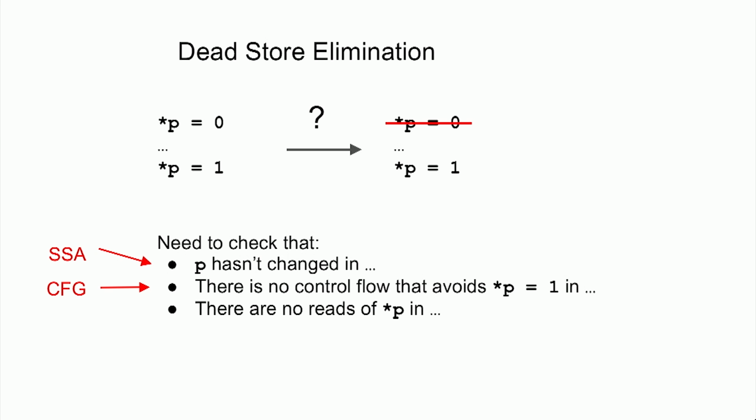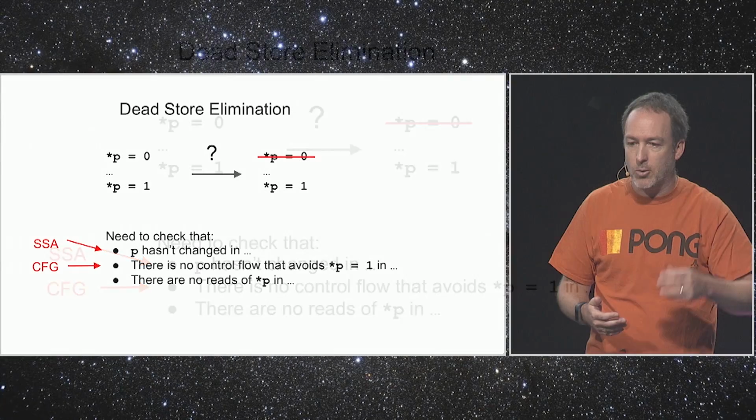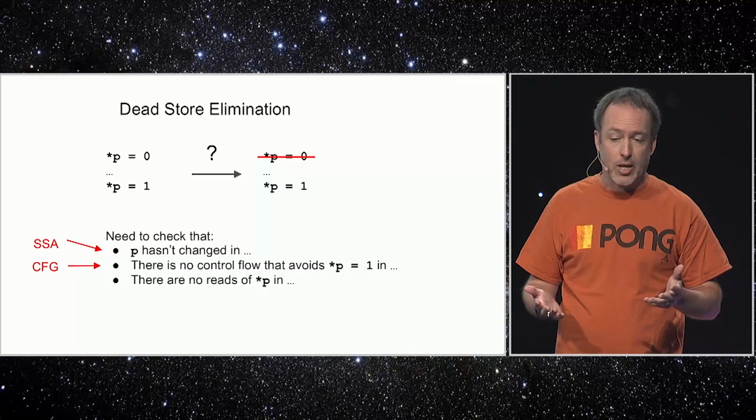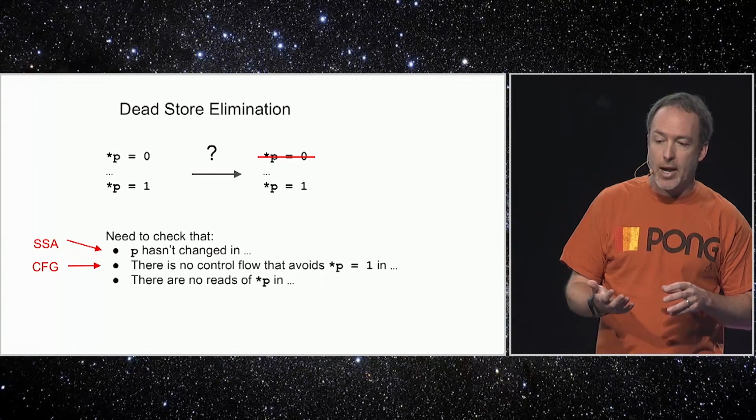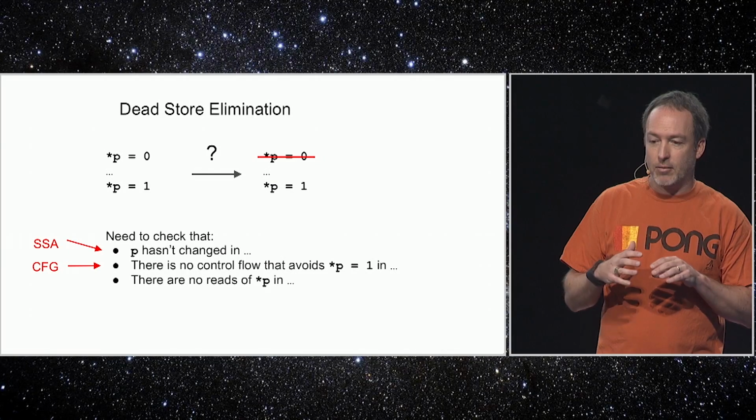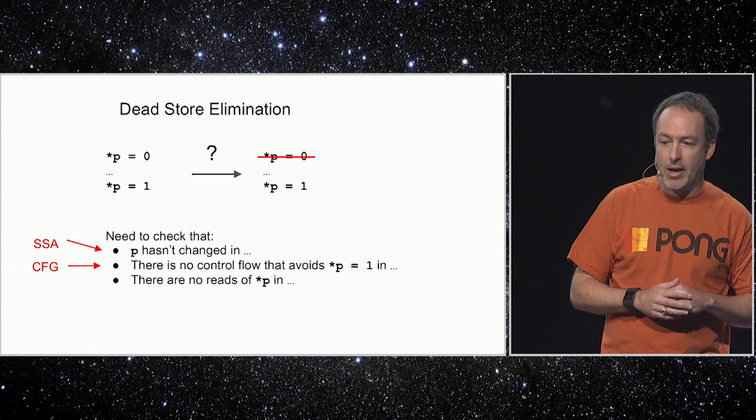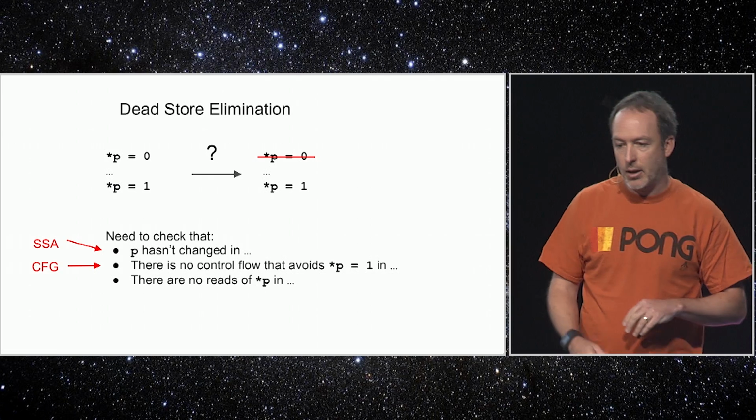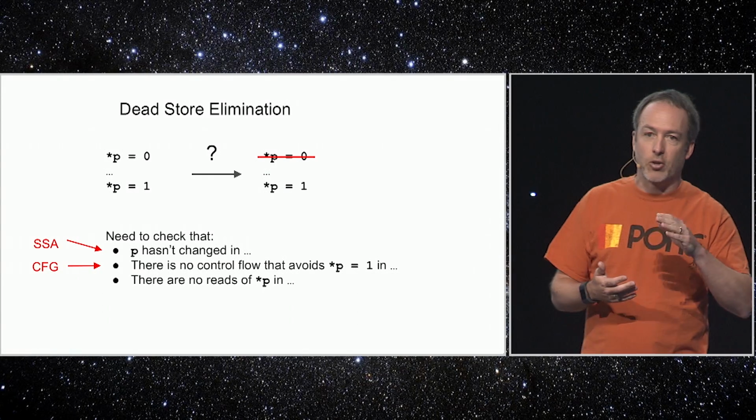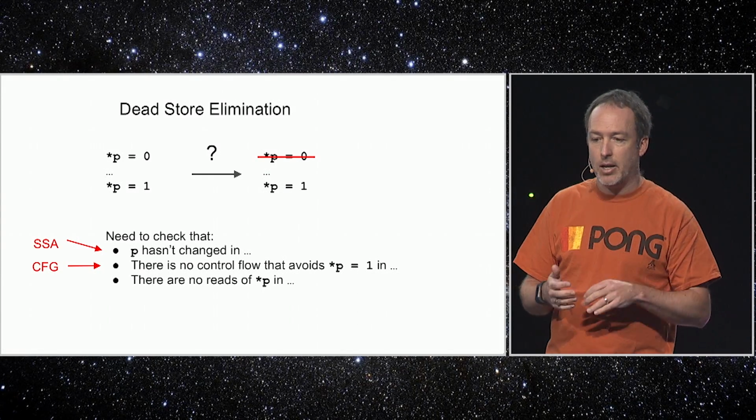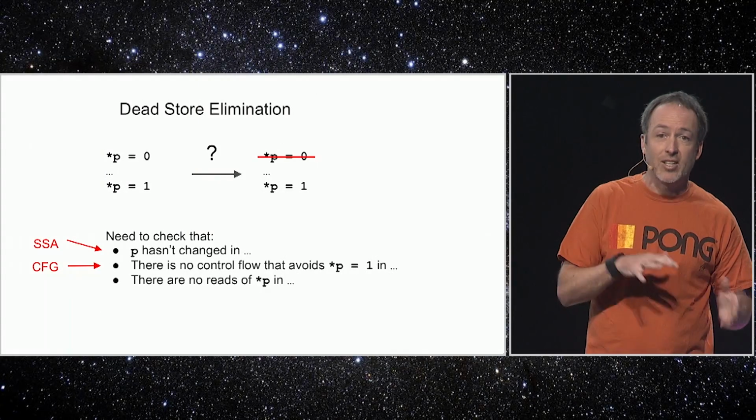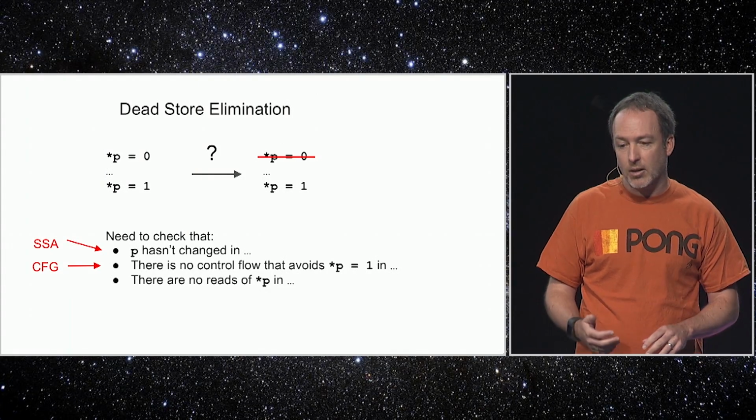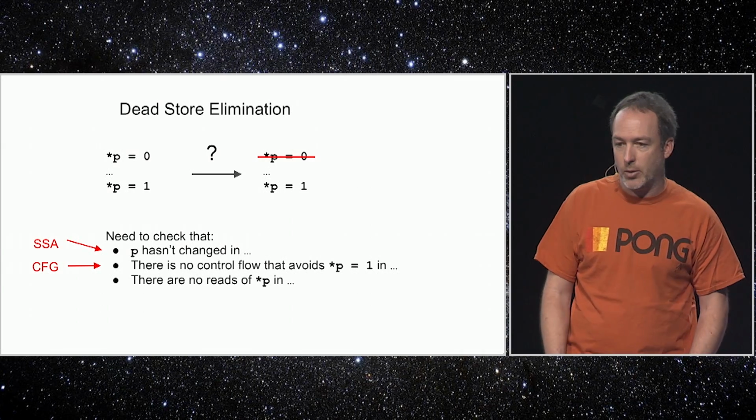And SSA actually helps with a lot of this also. SSA automatically gets us the fact that p hasn't changed between those two statements, because I know there's only one assignment to p. It must have been before the p equals 0 assignment. So I know that p hasn't changed. The control flow graph gives us an easy way to determine whether any control flow exited without also executing the p equals 1 statement. And the fact that we need to check to make sure there's no reads of p in the middle of that chunk of code, we still have to do explicitly in the SSA compiler, but we've eliminated 2/3 of the work that we have to do in order to make this optimization work.